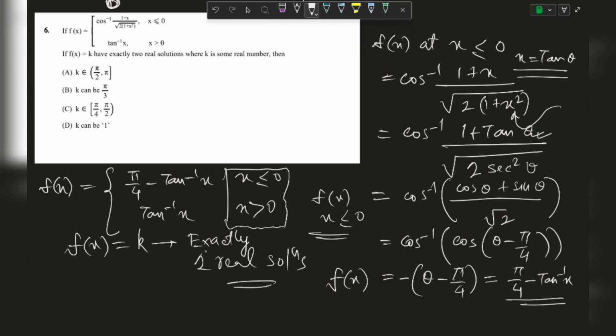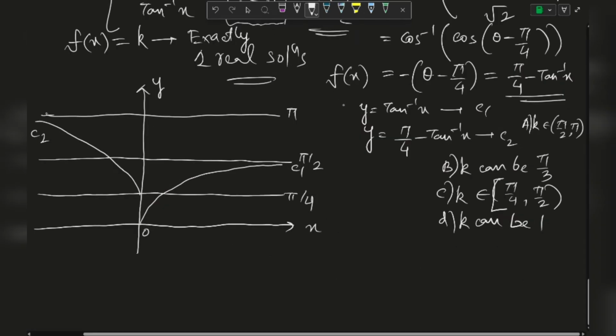They have also specified that this will have exactly two real solutions. I guess we know the graph for tan inverse x, so we will directly try to do this from the graph. So here is our final graph. I have marked these curves as C1 and C2 so that you can have a clear understanding. This is pi by 4. And now we will look at the options. Option A says k can belong to pi by 2 to pi.